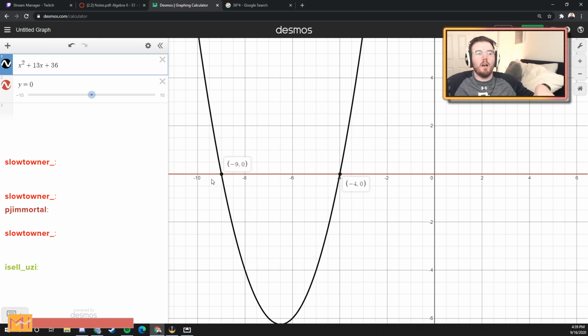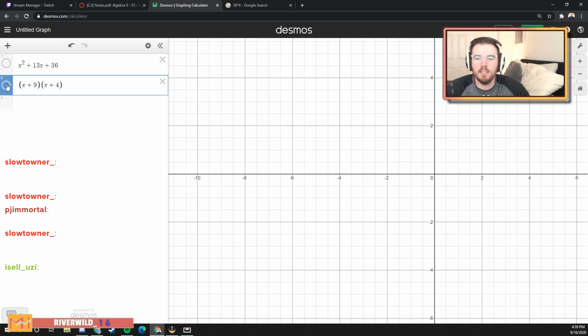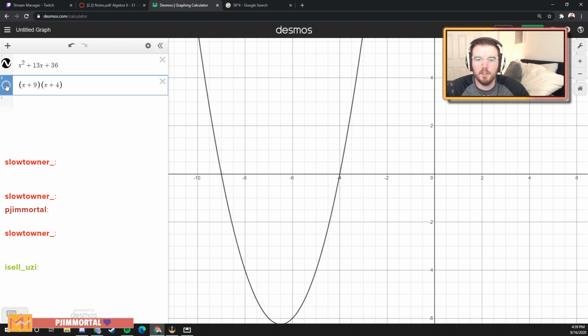Desmos is not going to tell you the wrong answers, but Desmos is not going to tell you that it factors into x plus 9 times x plus 4, right? These guys are the exact same thing. Look at that. The blue graph, the black graph, they're the same. One is in standard form and one is in intercept form, or this factored form. Desmos is not going to convert this into this for you. It's just not, okay? And that's what we're doing.